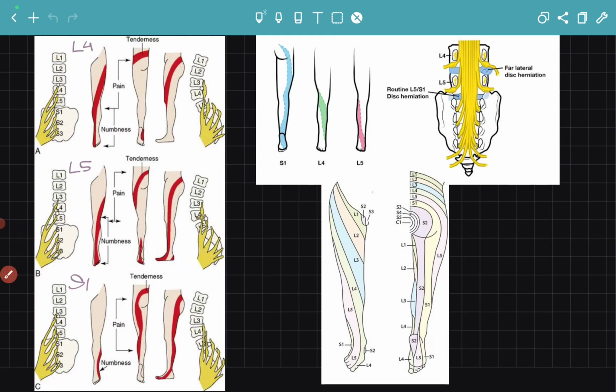So that was it for series 4, where we are stopping the discussion of lower limb dermatomes, and this way the dermatomes topic will get over.